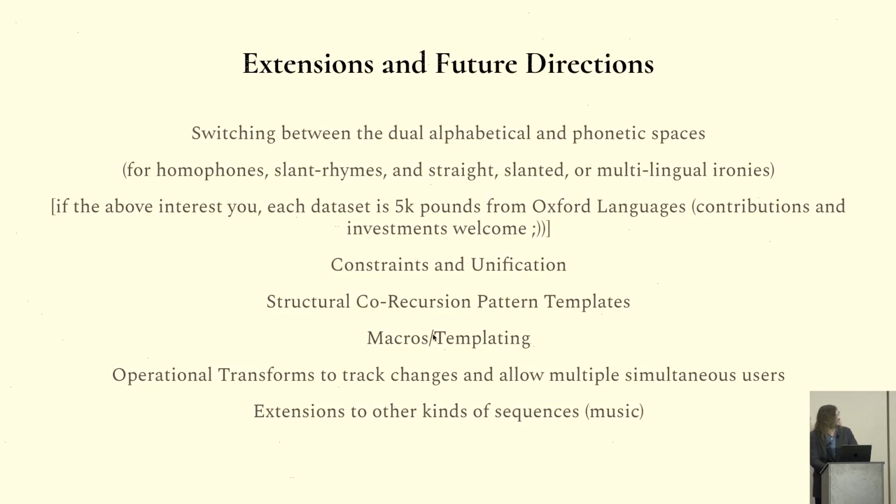And then to kind of extend and go deeper into the macro and templating language so that we can both operate on the operators themselves so we can change the structure of the co-recursion pattern template as we go along, but also templates so that you can say, have what's more of an equivalent of a function that renders text where the arguments are words that would go in variable things like a Mad Libs, for example. And then operational transforms to track changes and allow multiple simultaneous users. And eventually extensions to other kind of sequences like music.